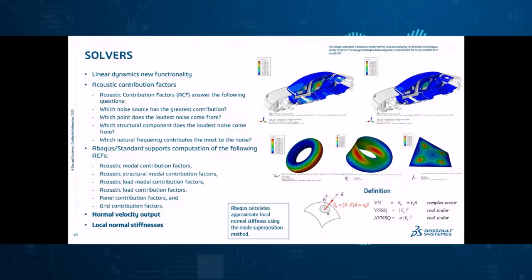Additionally, we've added local normal stiffness outputs, which is an approximation, but an accurate approximation, and it calculates the local normal stiffness of each point using superposition, rather than having to run many different simulations to determine the normal stiffness of each point. And therefore that's saving a significant amount of solve time.